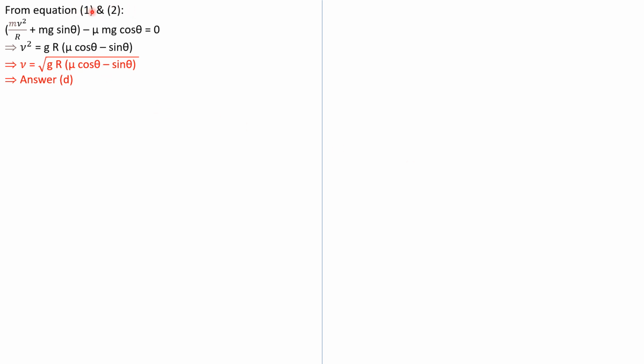Now we will compare equation 1 and 2 and put the value of normal reaction and centrifugal force. So then we will be getting this expression, and finally V is equal to square root of g R in bracket mu cos theta minus sin theta bracket closed. Option D is having this value. So our answer will be D.